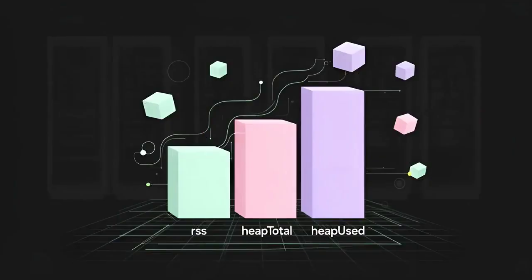To manage memory, process.memoryUsage provides a snapshot of the current heap allocation and resident set size. Monitoring these values allows you to detect memory leaks and optimize garbage collection before they impact application stability.